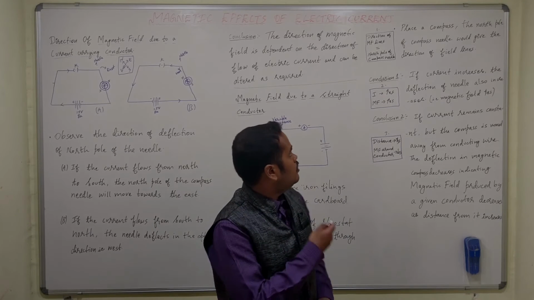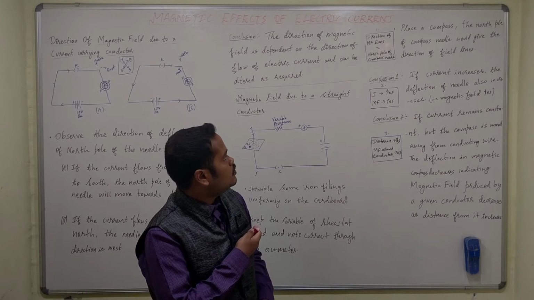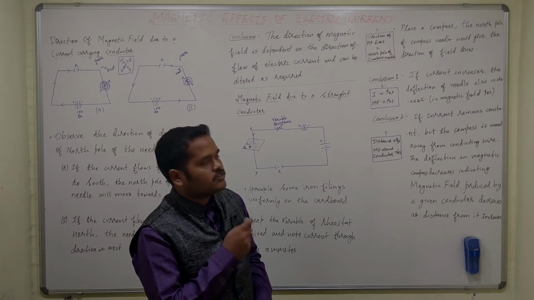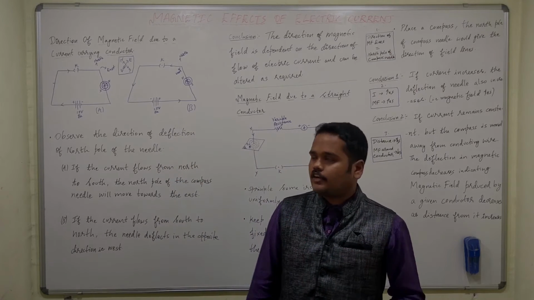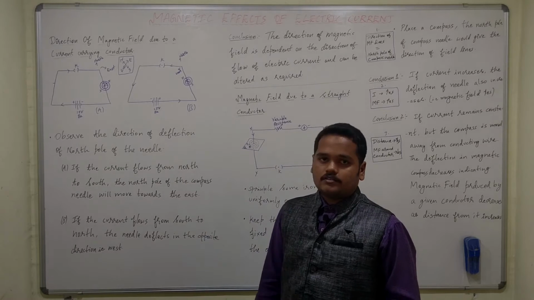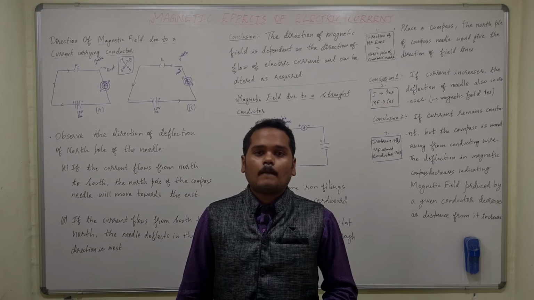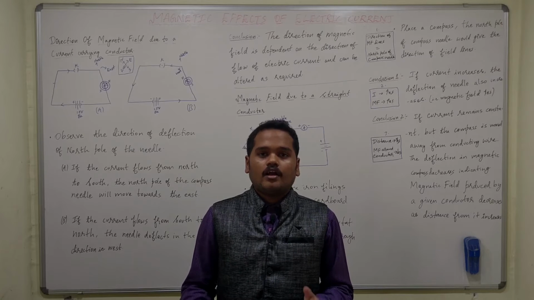Simple. Direction of magnetic field lines is equal to the north pole of the compass needle. You can represent it in that way. Now we will conduct an experiment in order to find out the direction of magnetic field lines and how it changes.